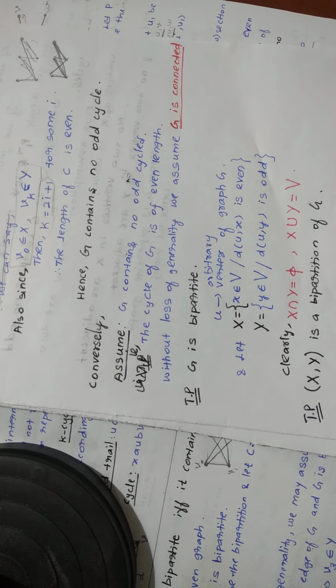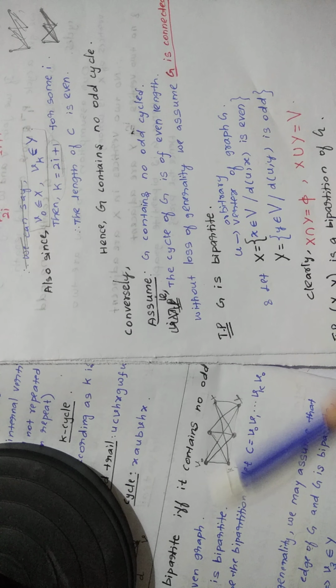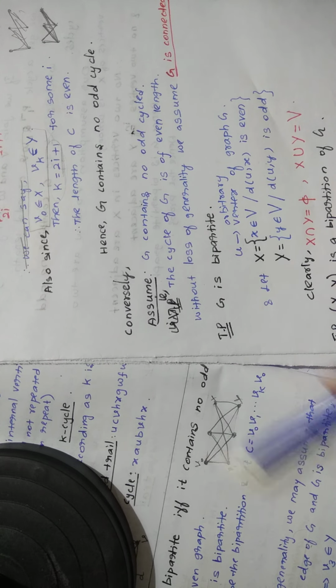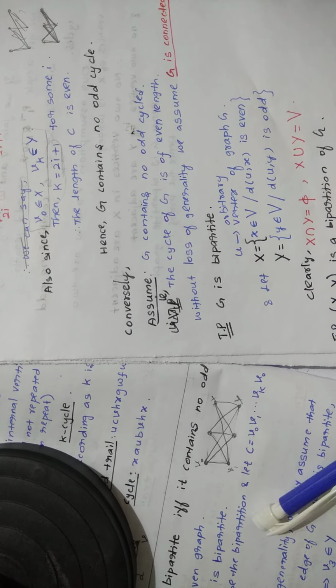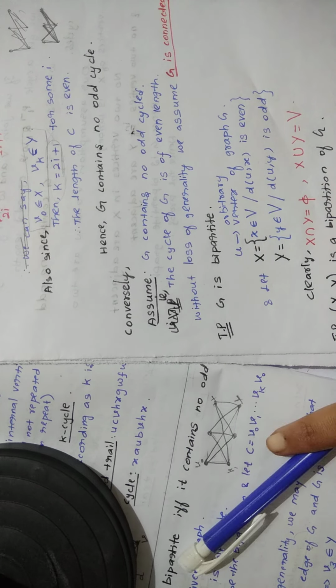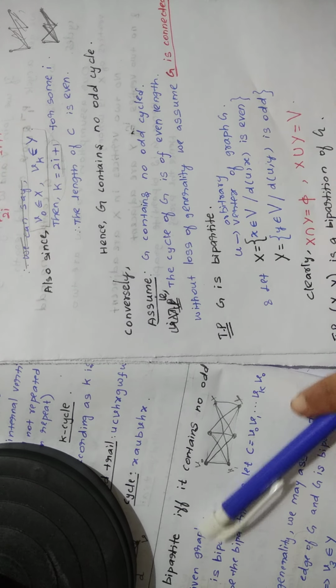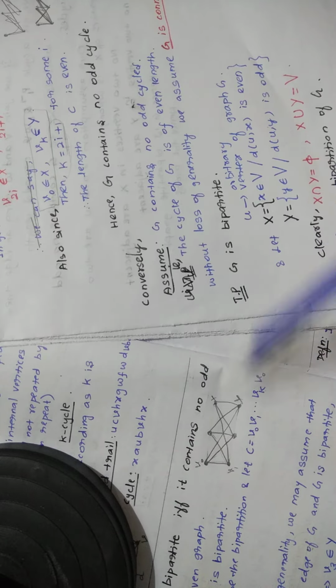Through this video, I am going to explain the second part of the theorem, that is the converse part of the theorem. A graph is bipartite if and only if it contains no odd cycles. In the previous video we assumed the first part, that is a graph is bipartite, and we proved the second part, that is it contains no odd cycles.